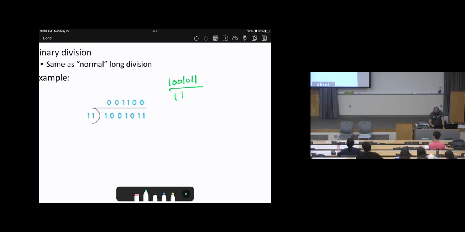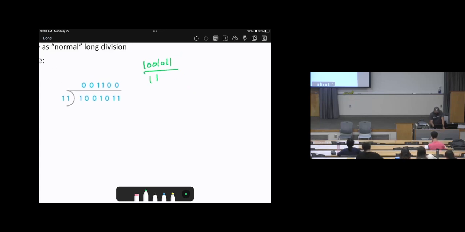How much will it be? Using the long division, here is 11, here is 1, 0, 0, 1, 0, 1, 1. Now, start with the first bit here. 1 divided by 11, no integer, so it will be 0. Then 0 times 11 will be 0. So subtract 0.